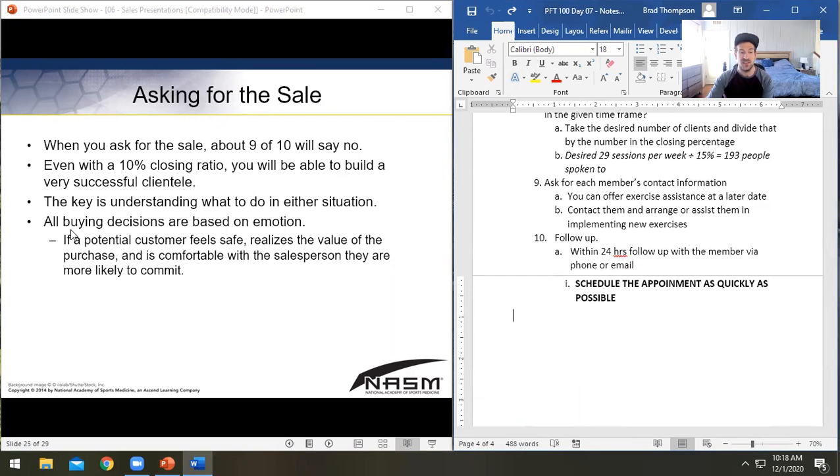So that is the key to understanding this situation: no matter how low your closing, if you're a bad salesperson and your closing percentage is 3%, you can still get to where you're going because maybe you're a great trainer. It's maybe going to take you a little bit longer to establish your client base, but once your client base is established, if you're a great trainer, they're going to keep signing up. And that's what's really great about this.